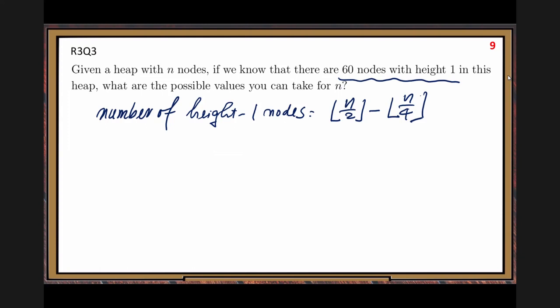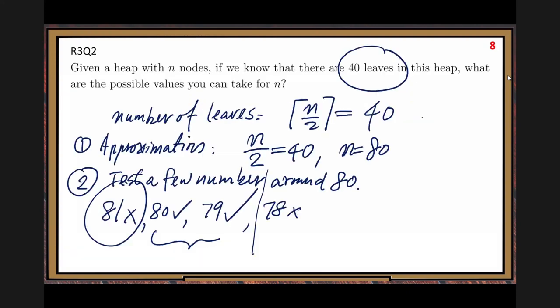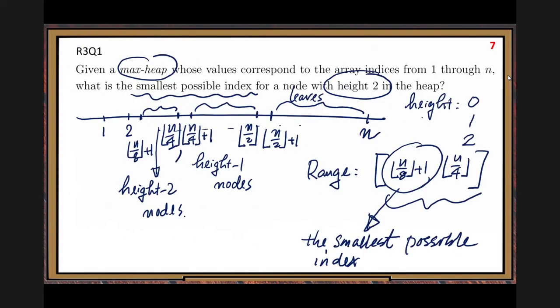So that's one. Second, even if you do not look at the notes, let me point to the previous slide. You look at the range here. Height 1 nodes, this is the range. You use the upper bound. What's the upper bound? Upper bound n over 2, minus the lower bound. You don't want to exclude the lower bound, so you minus 1 less than the lower bound. So that is n over 4.